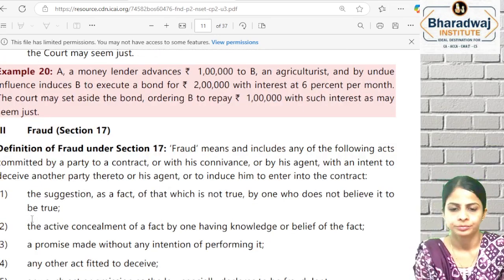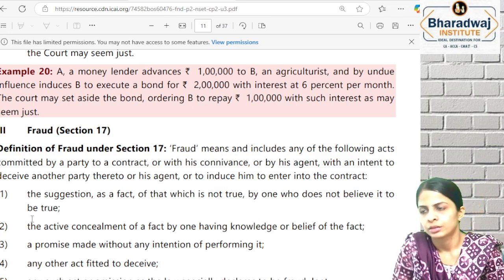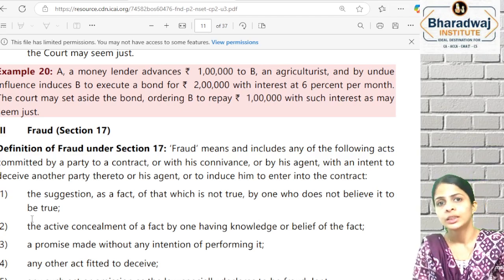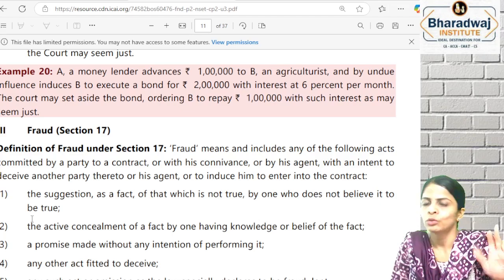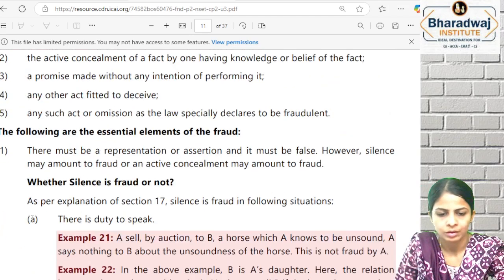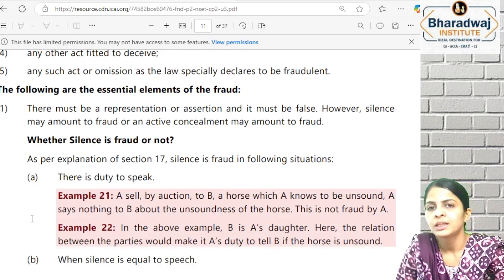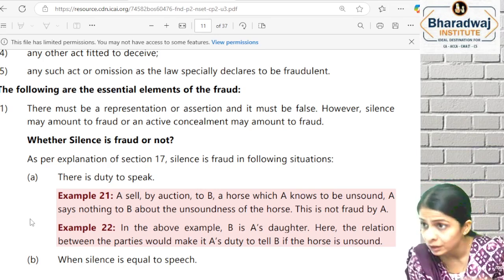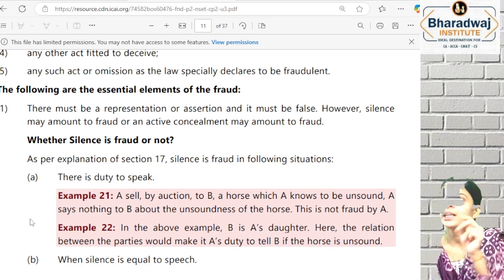Next is fraud. Fraud means suggesting something which is not true, informing something which is not true, or hiding some information. So fraud is informing something which is not true or hiding some information. There is one topic here: whether silence is fraud or not. Mere silence is not fraud. Just because I'm keeping quiet doesn't mean that I'm doing fraud. But where there is a duty to speak, the term used is where there is duty to speak, then it becomes fraud.